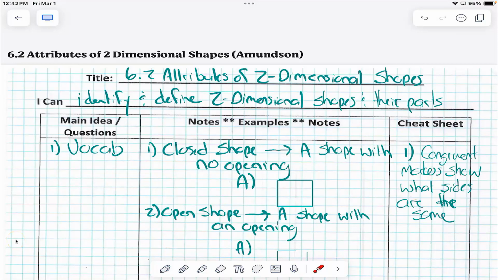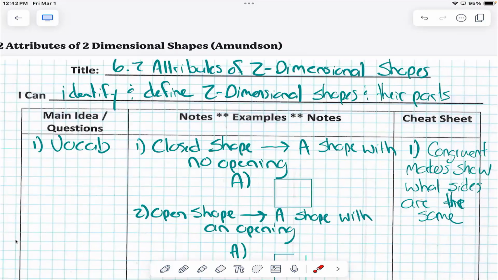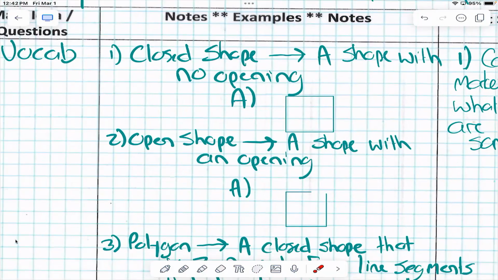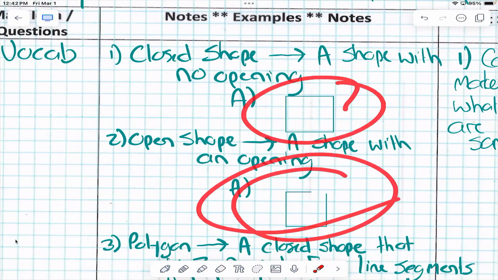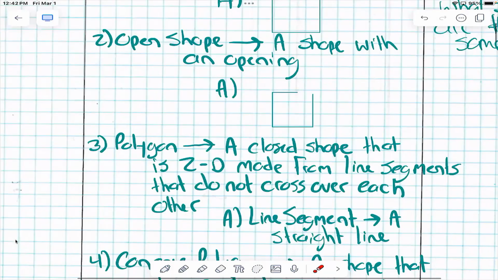6.2 attributes of two-dimensional shapes. Ladies and gentlemen, attributes means like things about them, like characteristics, like descriptions. I don't think I ever told you that, so I'm telling you that now. Things about 2D shapes, okay? Look at those first two words, closed shape and open shape. Can you tell the difference between an open shape and a closed shape? Yes. I'm not going to say anything else about it.